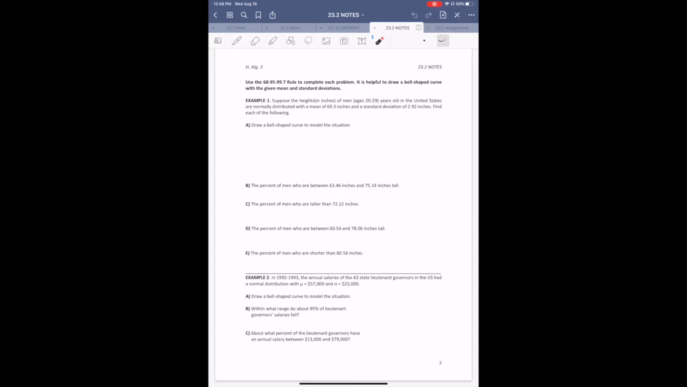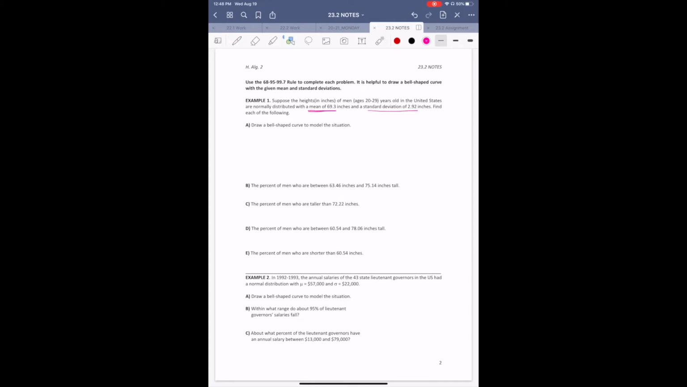So for example 1, it says suppose the height in inches of men 20 to 29 years old in the United States are normally distributed with a mean of 69.3 inches and a standard deviation of 2.92 inches. Find each of the following. So, what information do we need? Well, we know that the mean is 69.3 inches and the standard deviation is 2.92 inches. So we are going to take that and use it to create our bell curve.